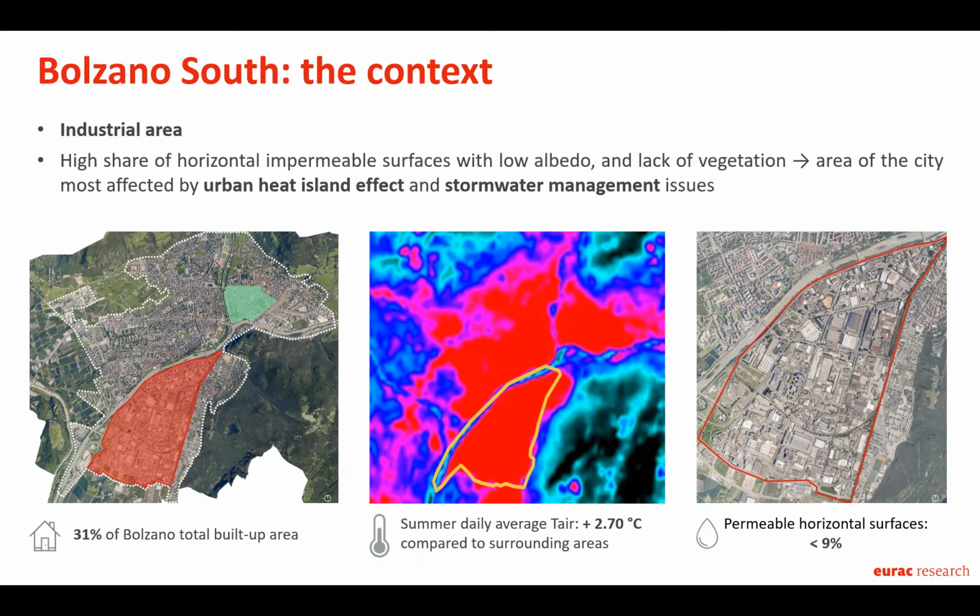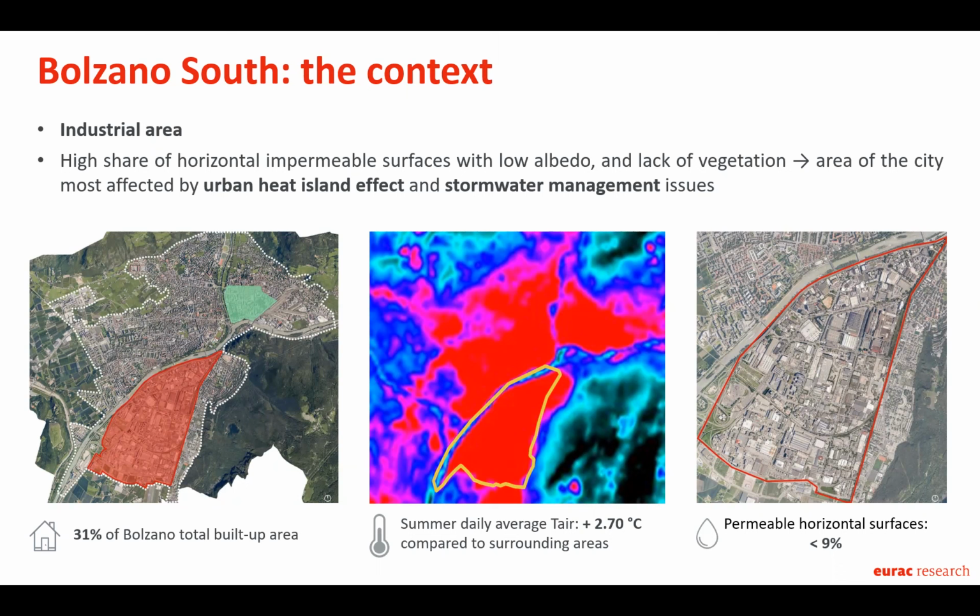It is the one you see here in red, and it's more or less 1/3 of the total built-up area of Bolzano. So it has a very high influence on Bolzano's microclimatic conditions and on the development of the urban heat island effect, as you can see also in the picture in the middle. We have done a monitoring campaign in 2020. The daily average air temperature was 2.5 to 7 degrees higher in Bolzano Sud than in the surrounding areas.